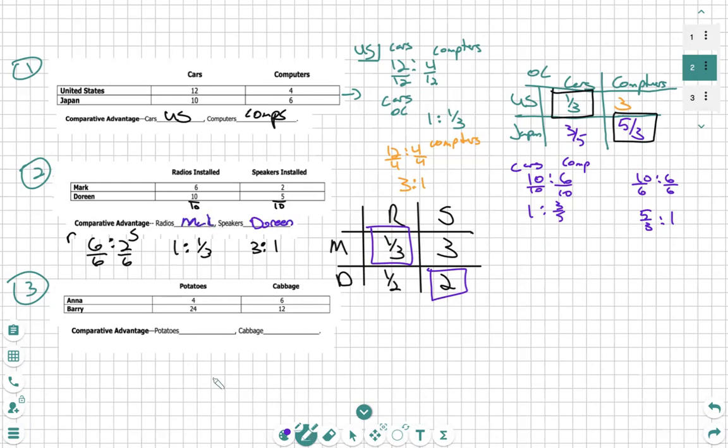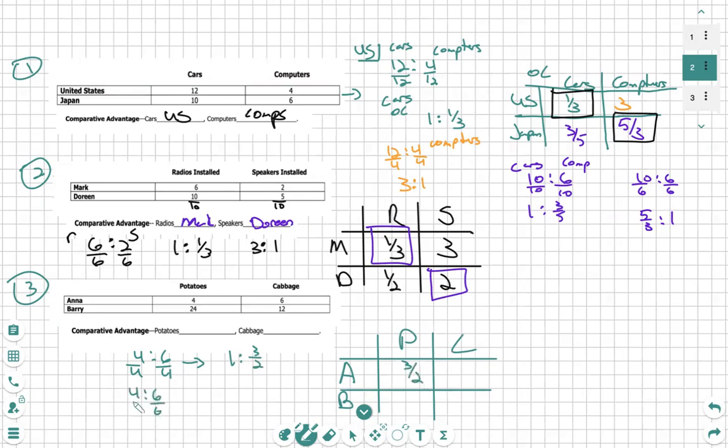One last one and we'll be done. Let's rewrite our opportunity cost chart. Beautiful. Anna, Barry, potatoes, cabbages. We do our ratio, divide both by 4. We see 1 is to 3/2 for potatoes, opportunity cost. Do it again, divide both by 6. And we see that 2/3 is the opportunity cost for cabbages.